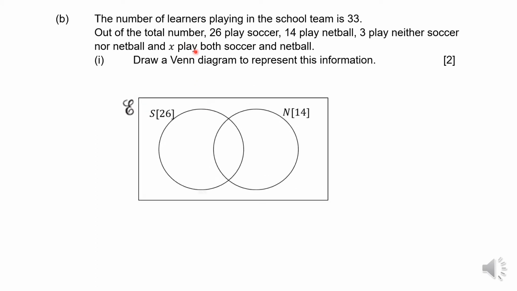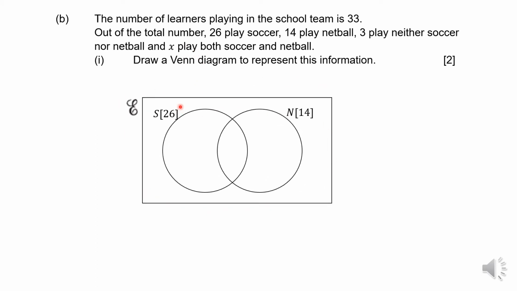So what I like to do when I do my Venn diagrams is put next to my set the number of elements in that particular set. So I know that 26 learners altogether will play soccer and 14 learners altogether will play netball. What I also know is that X play both netball and soccer. So we represent that by putting the X in the overlap, in the intersection here. I also know that 3 learners do not play either of the 2 mentioned sports, so I indicated that on the outside of the circles, inside the rectangle.